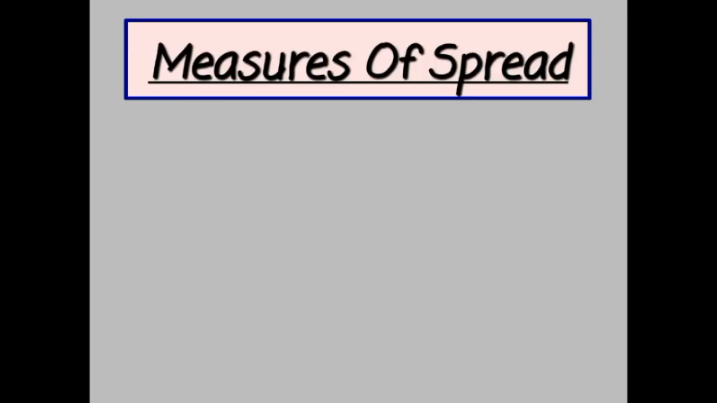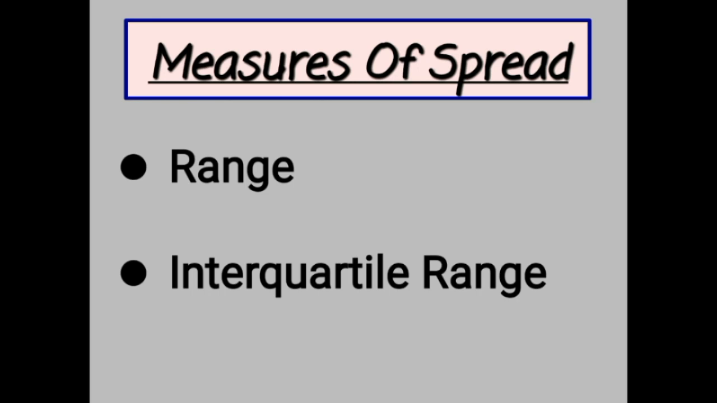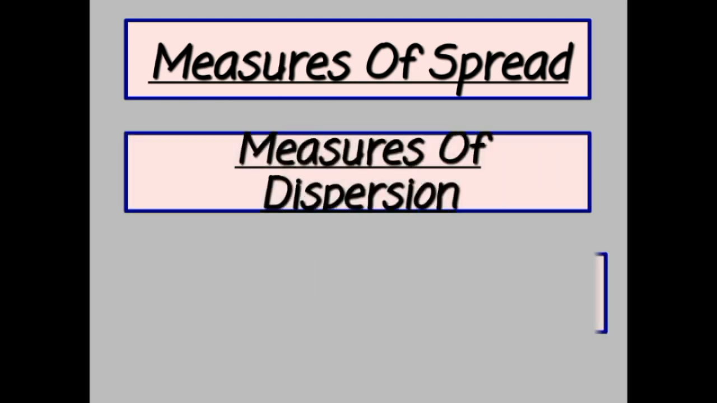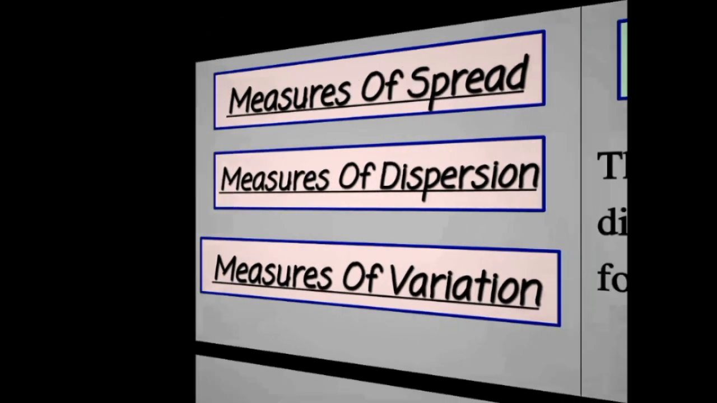A measure of spread is a measure of how spread out data are. The range and the interquartile range are two measures of spread. Measures of spread are sometimes called measures of dispersion or measures of variation.